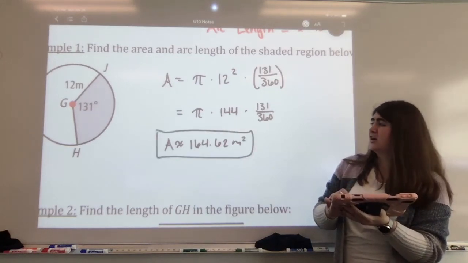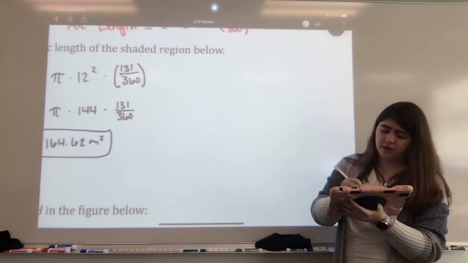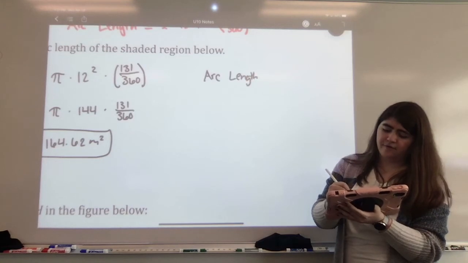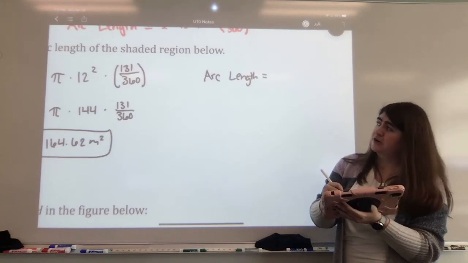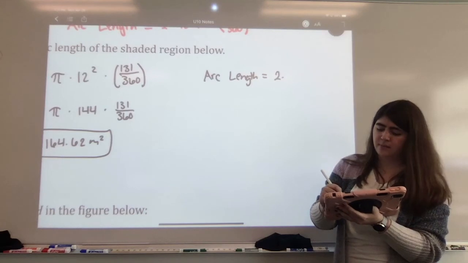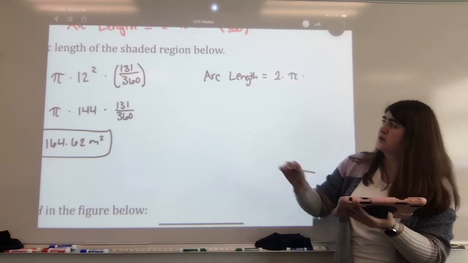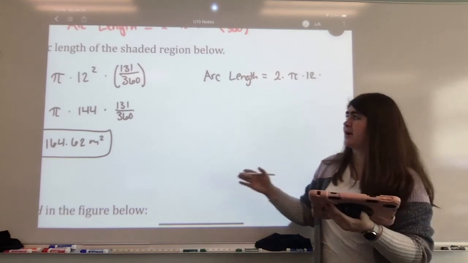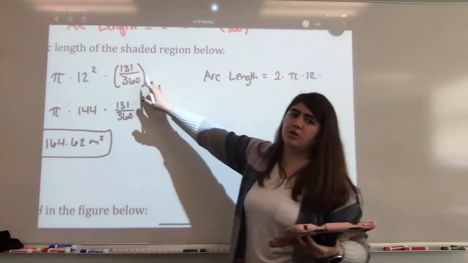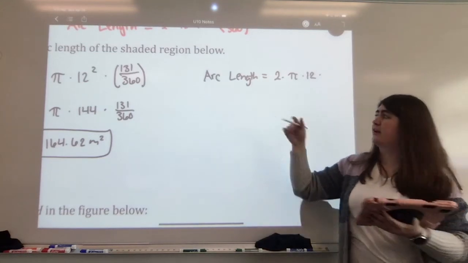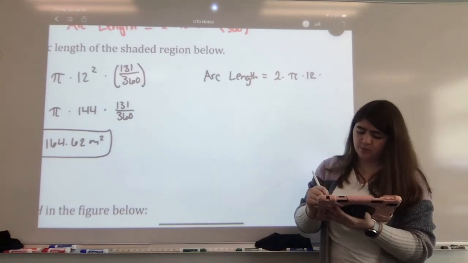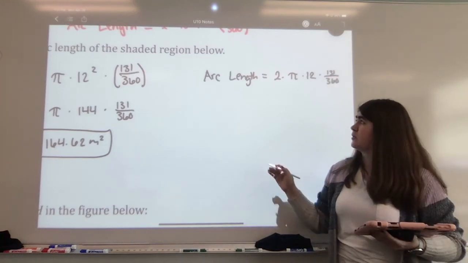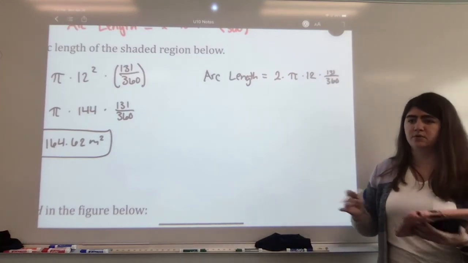All right, now I want to find my arc length. To find my arc length, I have that formula that was equal to the circumference of a circle. So I have 2 times pi times my radius, which is 12, times my fraction, which will be the same from area, which is the shaded region, in degrees, out of 360. So that's times 131 out of 360. We're going to simplify this as much as possible, and we're going to plug it into our calculator.